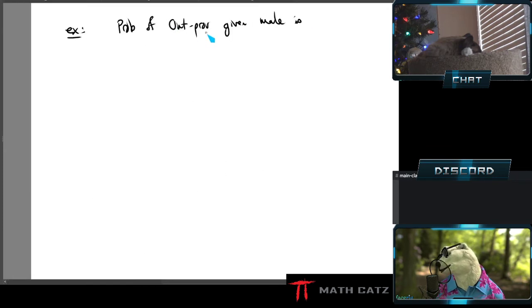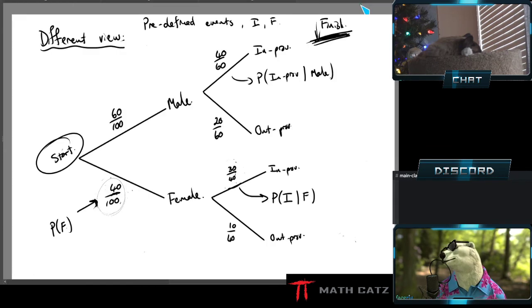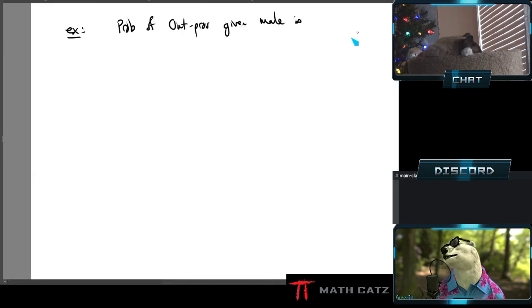Out of province given male. It's already there. The way I've set up my tree, I needed those probabilities and I filled them in. So reading it from the tree is just picking this guy, because this is exactly: having taken the male step, given male, what is the probability of being out of province? 20 out of 60.